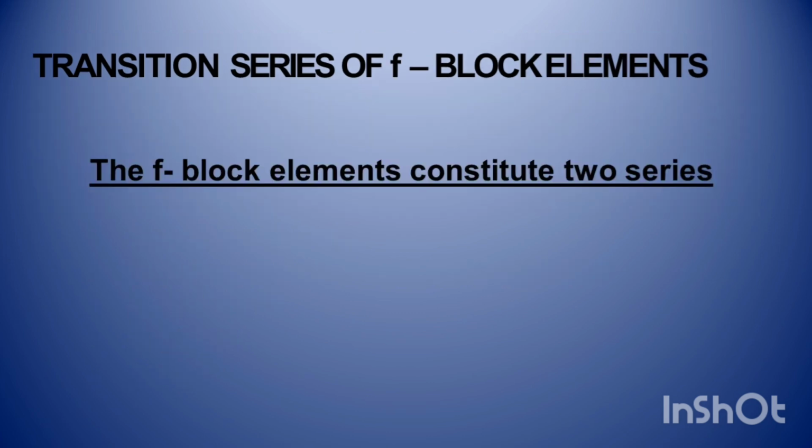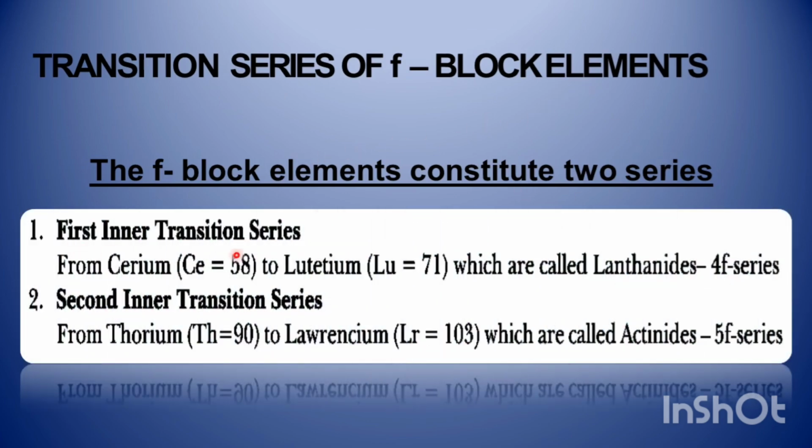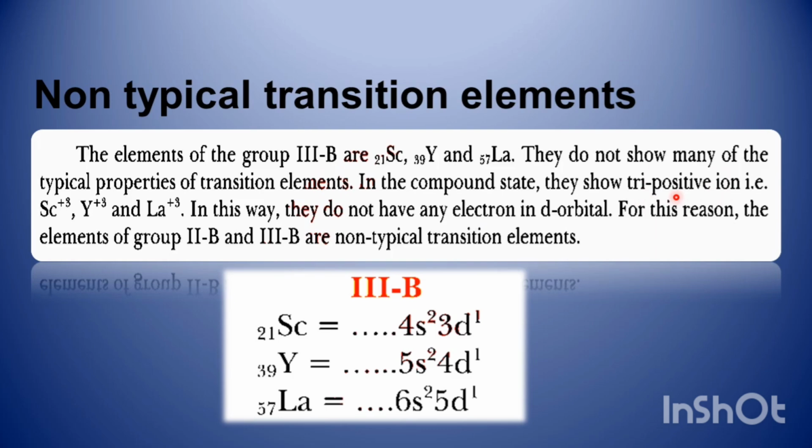Now students, let us look at the transition series of F block elements, which constitute only 2 series. The first inner transition series starts from cerium, atomic number 58, to lutetium, which has atomic number 71, which are called lanthanides.